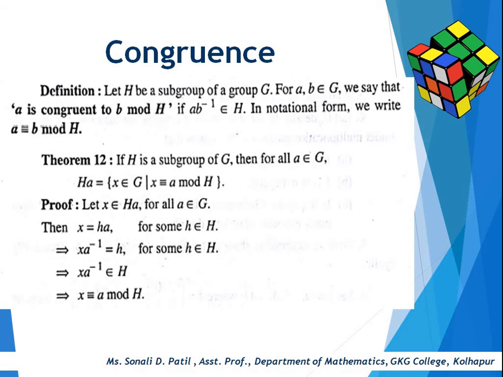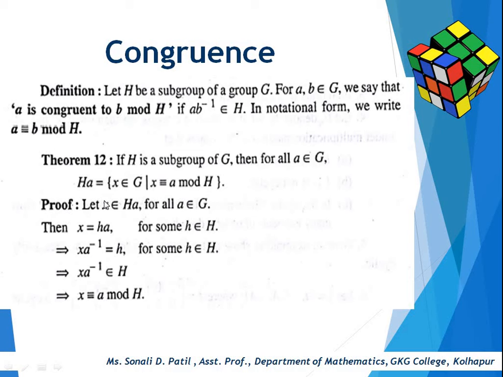Okay, so next point, congruence. The definition of congruence: let H be a subgroup of G. For a, b belonging to G, we say that a is congruent to b mod H if ab inverse belongs to H. In notational form we write a is congruent to b mod H if ab inverse belongs to H. Okay, so there is one theorem: if H is a subgroup of G, then for all a belongs to G, Ha is equal to the set of x belongs to G such that x is congruent to a mod H.